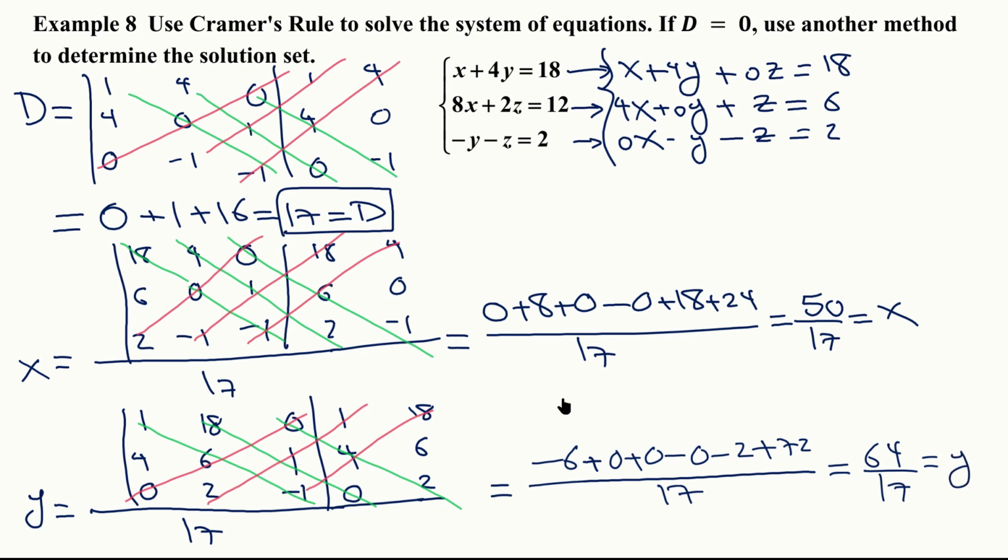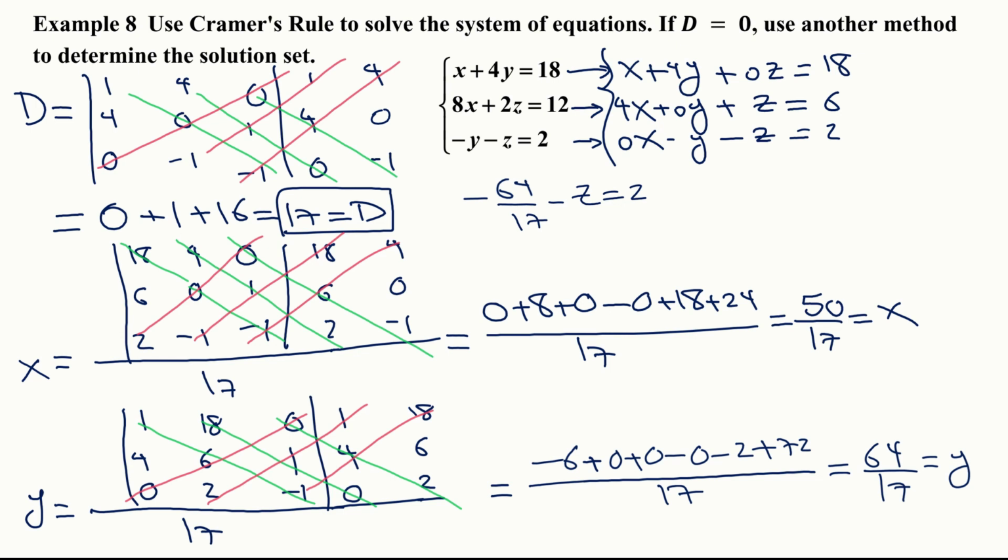Okay, so there is y. So we have x here, 50 over 17, and we have y, 64 over 17. Now we can take these two and go into the original equations, it doesn't matter which, and get the value of z. I notice if I use the third equation, I'm only going to need to bring in the y. So that's what we're going to do. So we have negative y, which we're going to replace with 64 over 17. So negative 64 over 17 minus z is equal to 2.